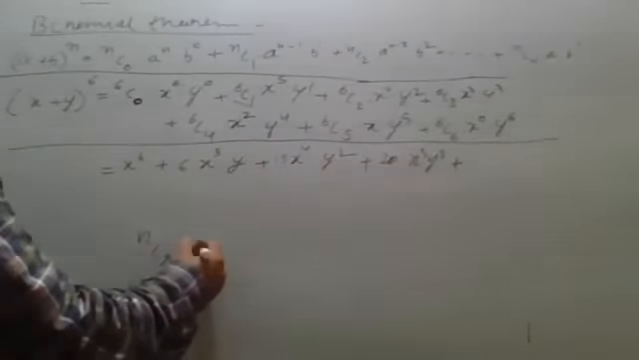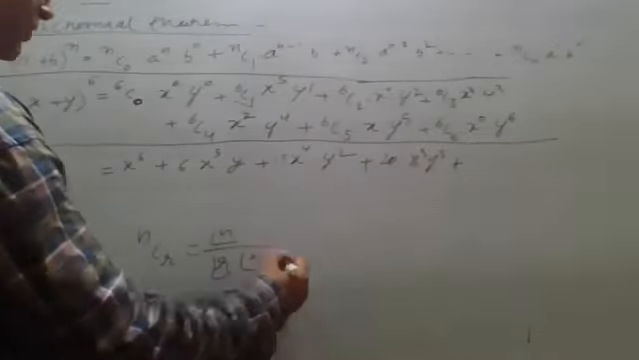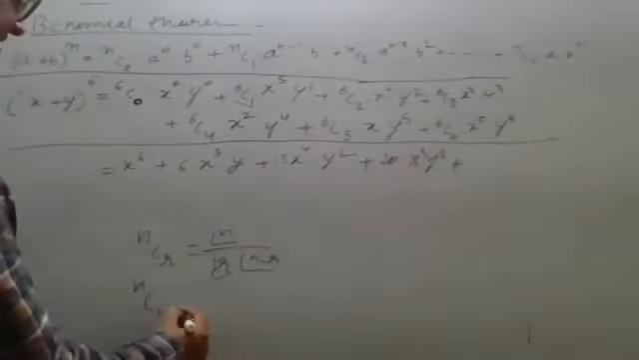Now, I will discuss one more formula. So, what is the formula for nCr? Factorial n upon factorial r into factorial n minus r. Okay. Can you find the formula for nC(n minus r)? Find this formula and then tell me.